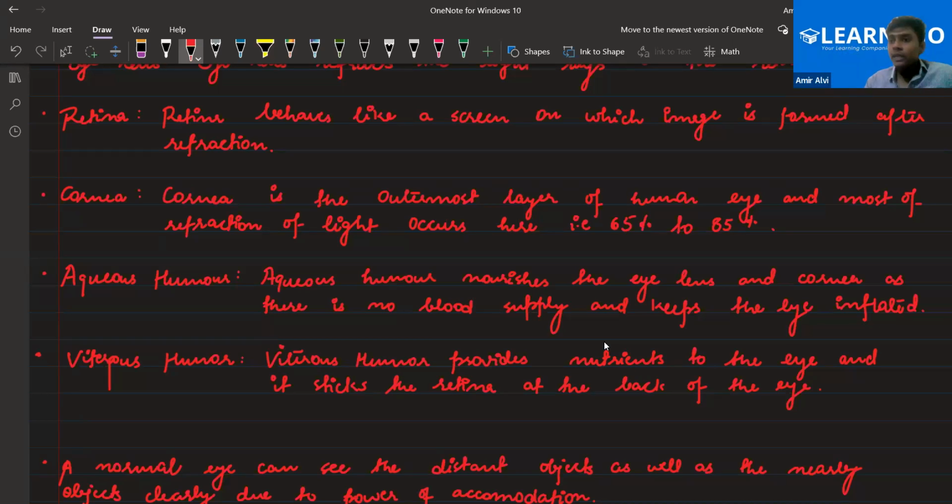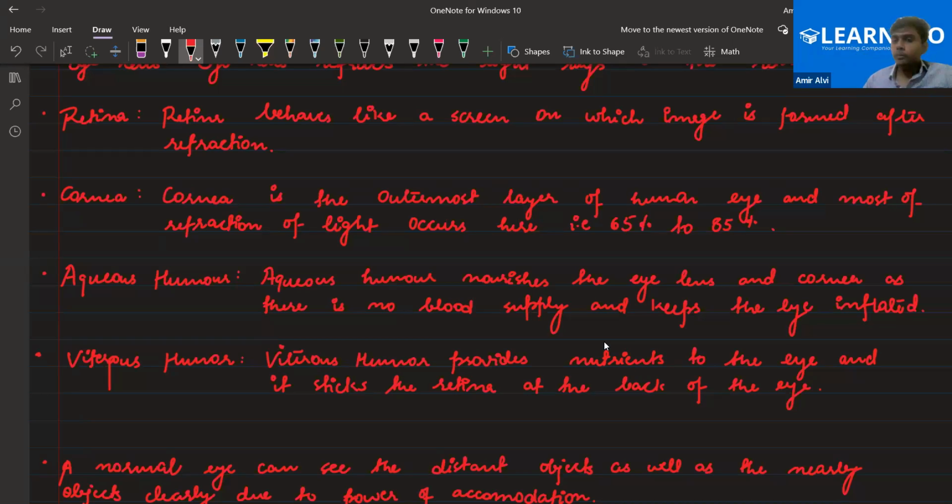They need the nourishment as well, the proteins and nutrients. The nutrients and the proteins are provided by the aqueous humor to the lens and the cornea, right, everyone? And it keeps the eye inflated in the proper shape. You must have seen that whenever you touch the eye, there is a liquid present in our eye at all times. That is aqueous humor, right?